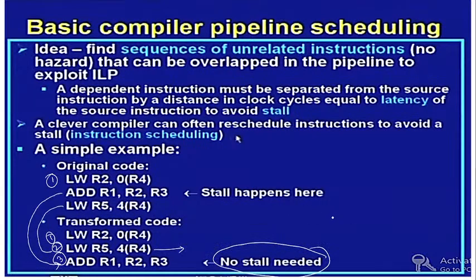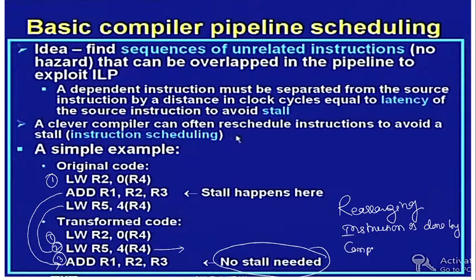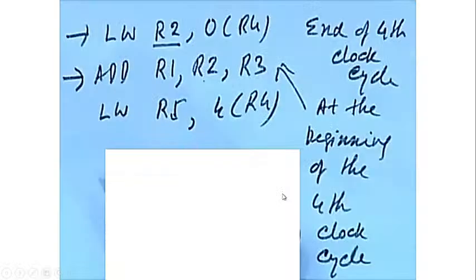So who will do this rearranging of the instructions? Rearranging the instructions is done by the compiler. The compiler will reschedule the instructions. It separates independent and dependent instructions.